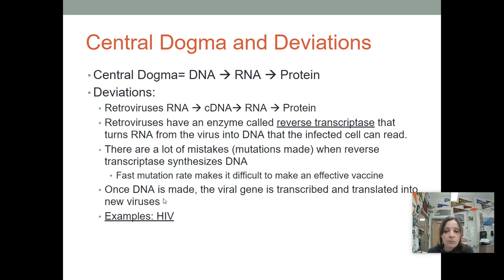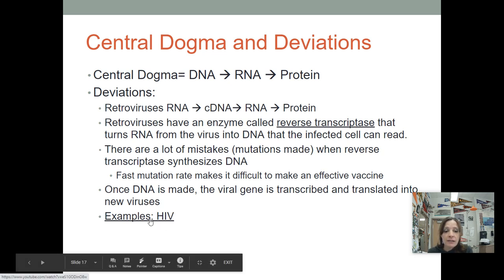So once the DNA is made, right, then the viral gene is transcribed and then it makes new viruses. And those viruses are made inside of the host cell and then they get secreted out, or the cell actually bursts. And an example of this is HIV. HIV is a retrovirus.